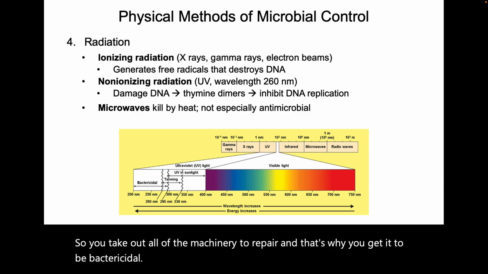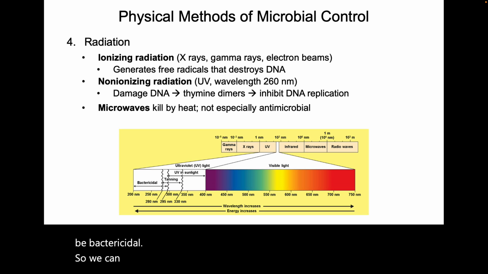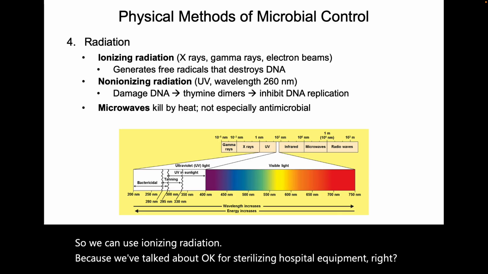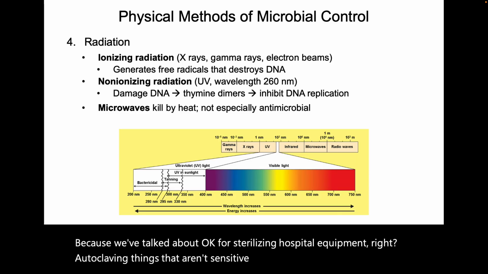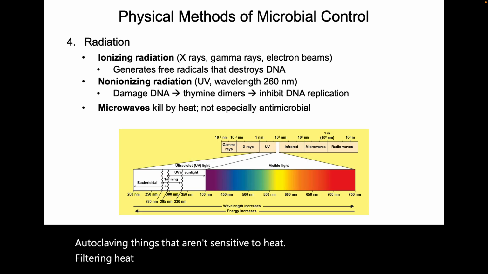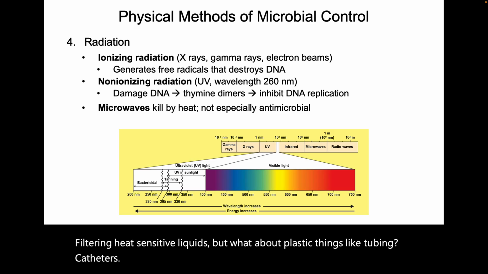So we can use ionizing radiation because we've talked about, okay, for sterilizing hospital equipment, right? Autoclaving, things that aren't sensitive to heat. Filtering heat-sensitive liquids. But what about plastic things, like tubing, catheters, artificial joints?